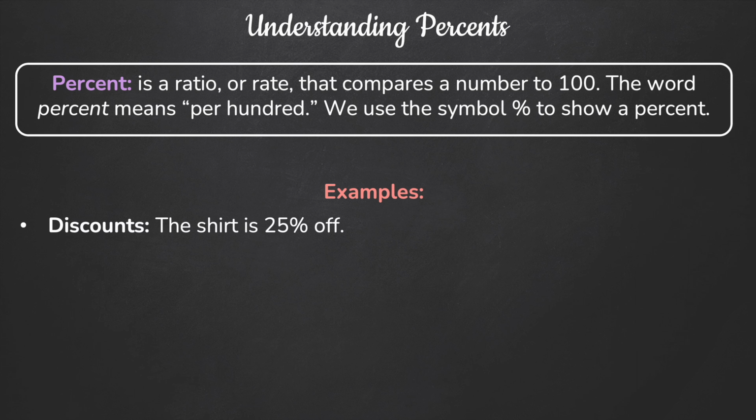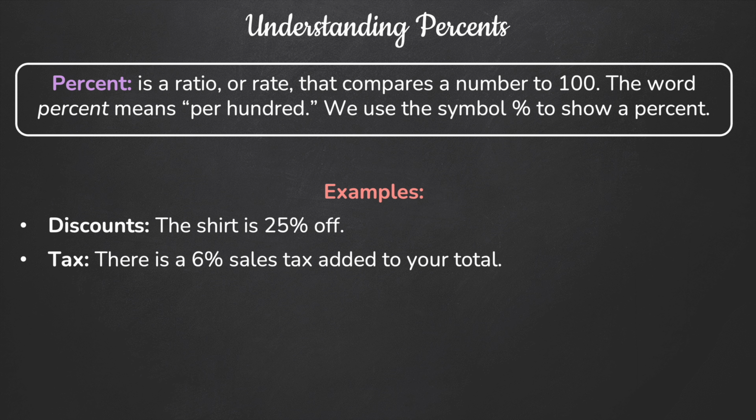One example being discounts. A lot of times when you go to the mall or to a store, they'll often have discounts. So for example, the shirt is 25% off. That means that it has a price, but because it's discounted, you're paying 1/4 less of that price if it is 25% off.